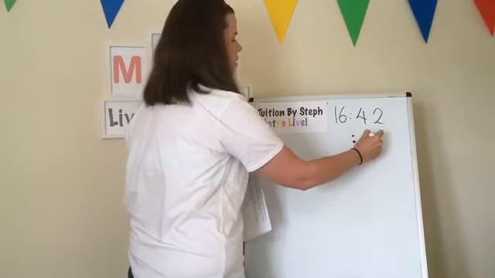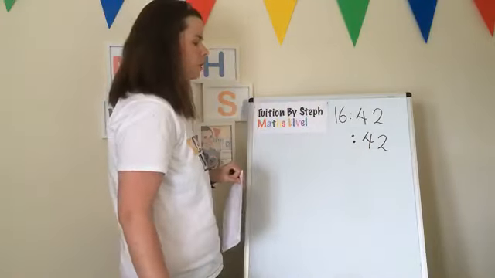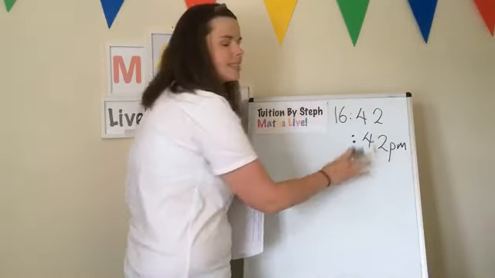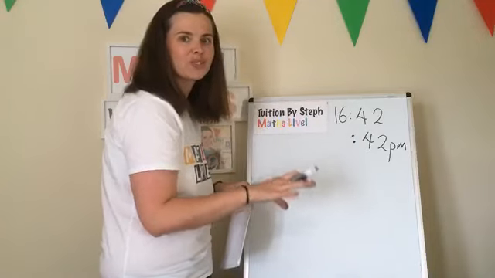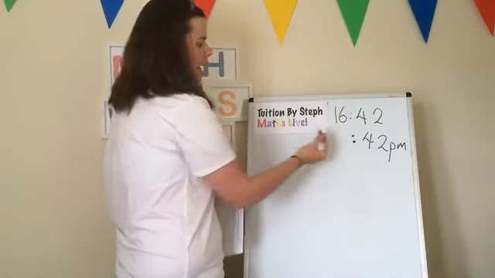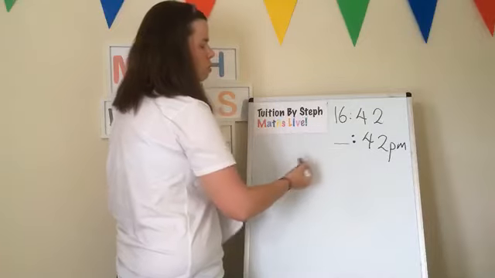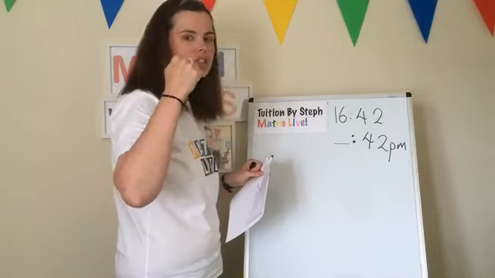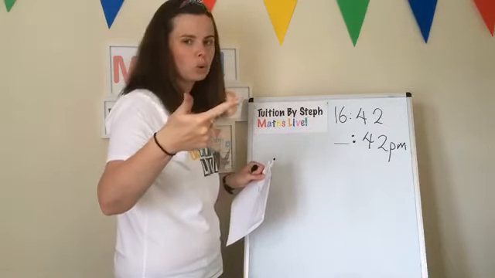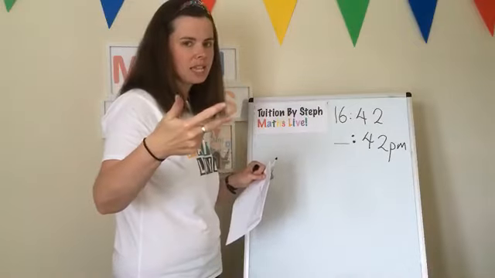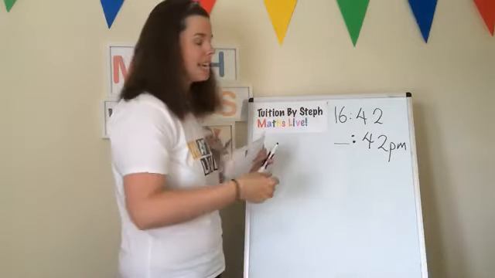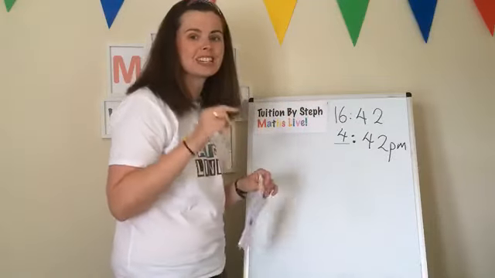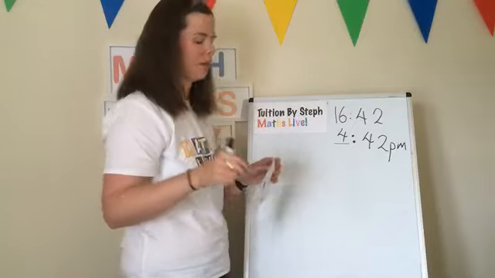So we know the minutes stay the same. 42. It's 16, so it needs to be in the afternoon. Make sure you've said if it's in the morning or the afternoon. Remember that if you didn't know. 16, we need to know what 16 is on the 12-hour clock. So 12 o'clock midday. 1 o'clock, so 13 is 1, 14 is 2, 15 is 3, 16 is 4. So the answer is 4:42, but you needed to have put PM as well.